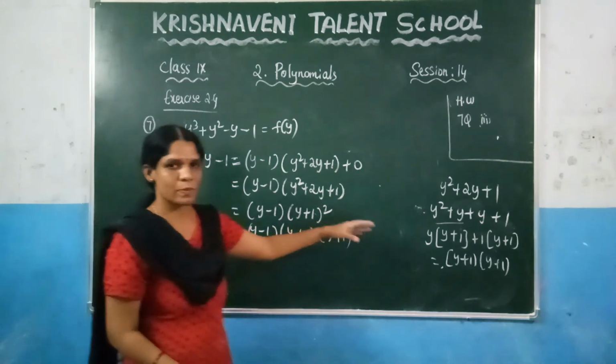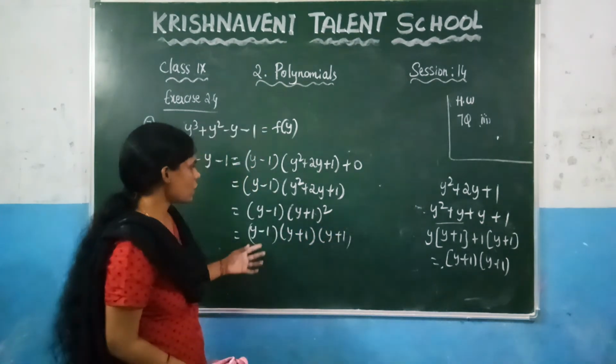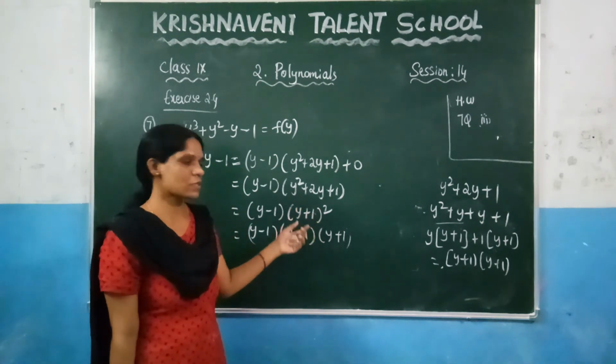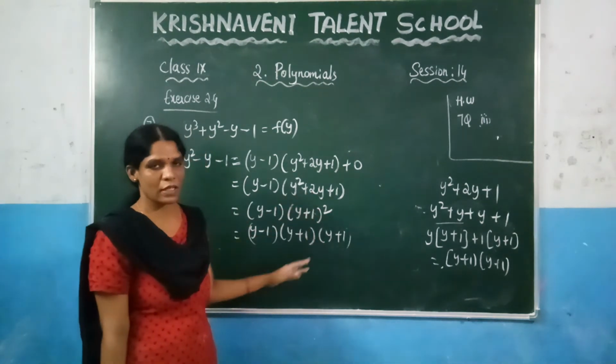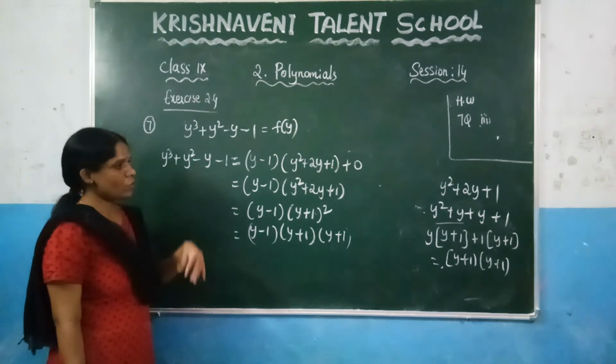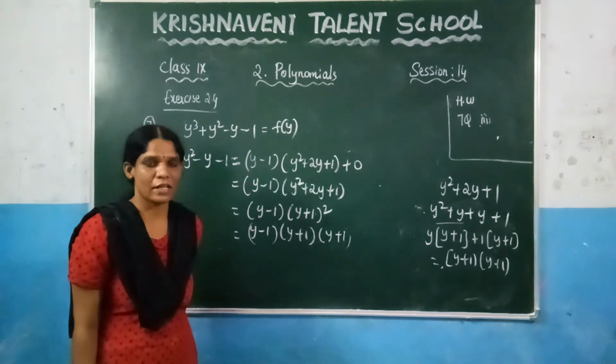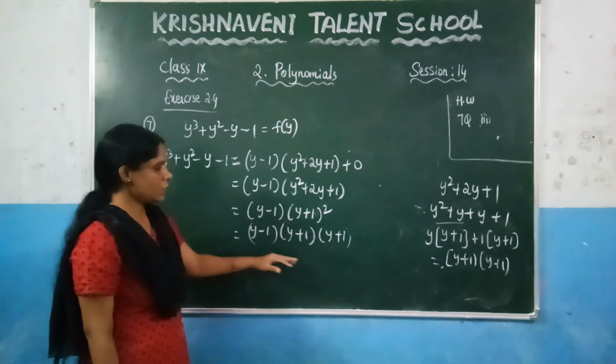The same thing we have written here. This is by using the splitting method, or here you can identify that there is one identity which is in the form of a square plus 2ab plus b square. So we have written it like this. So if you are given any cubic polynomial, you can write that one as a product of three linear polynomials.